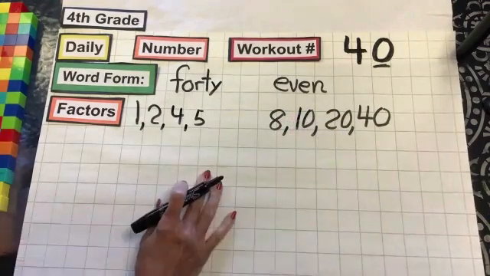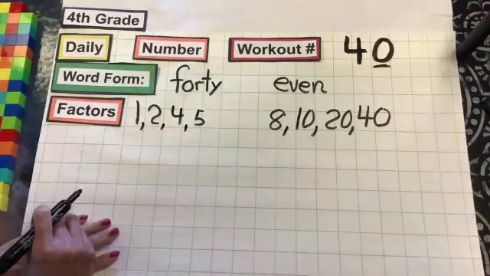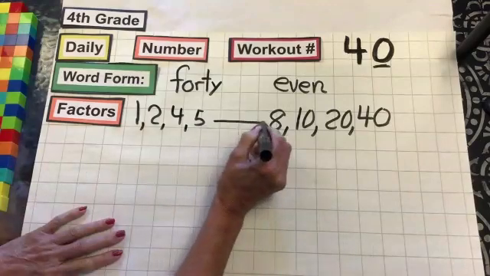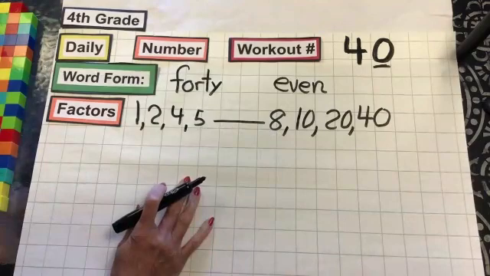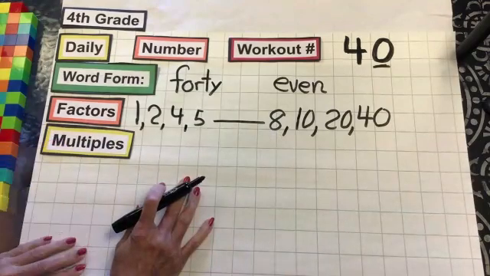6 does not go in because 6 goes into 36 and then 42. 7 doesn't go in, 35 and 42. And then we're already at 8, so we're done. So there we go, our factors. We have 8 factors of 40.